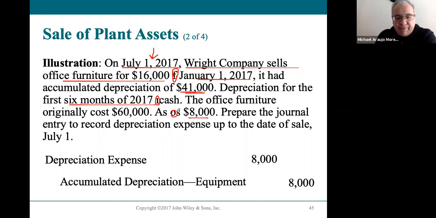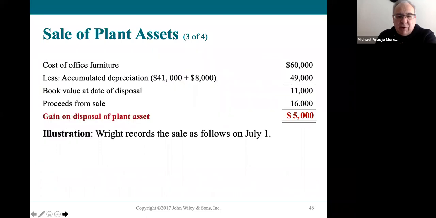Okay, this slide is all full of problems, huh? So here on July the 1st, the date of sale, they would record the final depreciation expense and accumulated depreciation on that equipment. And that's because, again, they had it for 6 months of this year. So that's the first thing they need to do: record the depreciation they already had. The next thing they need to do is figure out whether or not they had a gain or a loss on the sale.